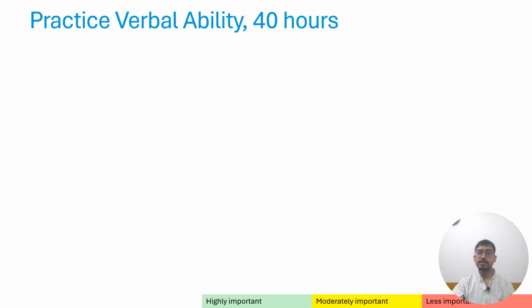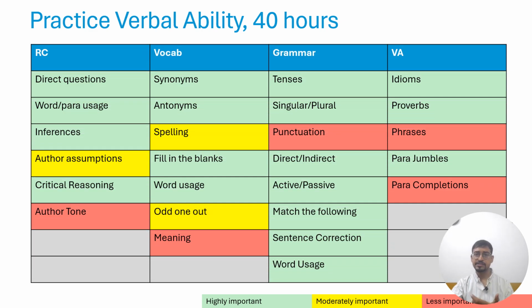Next, we have the verbal ability. So how to practice verbal ability? Again, like I said, the first thing to know is what kind of questions do I get? Looking at this, I have categorized all the types of questions into their relative importance. The red ones being the least likely, the yellow ones being equally likely, and the green ones means something that you should never ever try to deprioritize. These are very, very important questions.